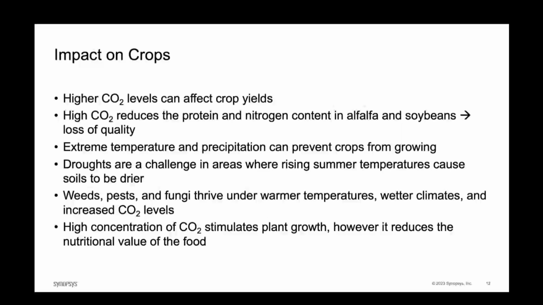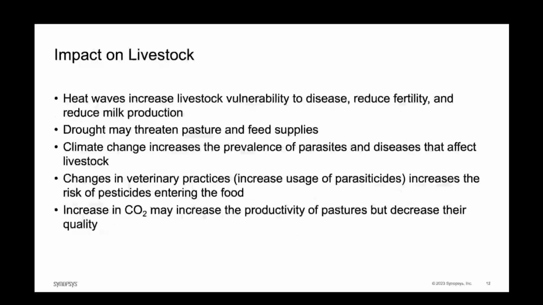Extreme temperature and precipitation can prevent crops from growing. I know that very well when we have these extreme temperatures, high temperature and low temperature, not only the high temperature. Droughts are challenging areas where rising summer temperatures cause soil to be drier. We have the weeds, the pests, and fungi thriving under warmer temperatures. And the high concentration of CO2 stimulates plant growth, as I said, but it reduces the nutritional value of food. It is important to consider this kind of thing.